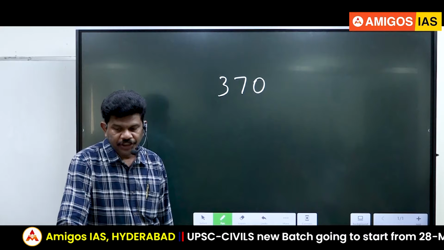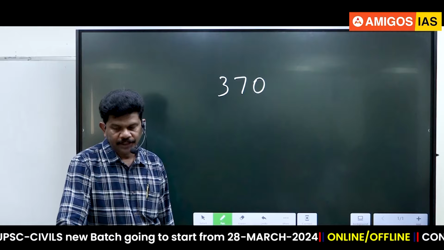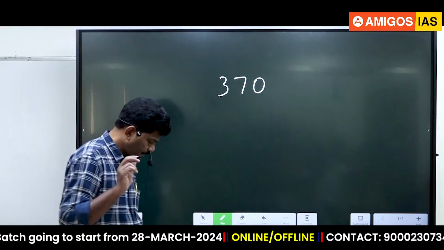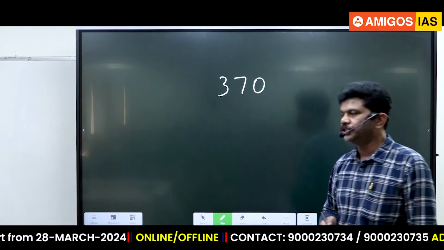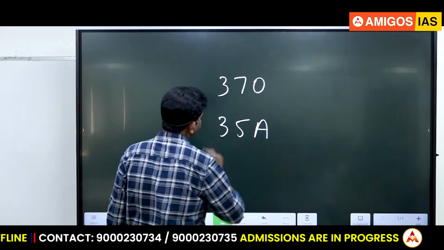It is regarding extending citizenship, fundamental rights, and the jurisdiction of Supreme Court to Jammu and Kashmir. Then next, Article 35 capital A.